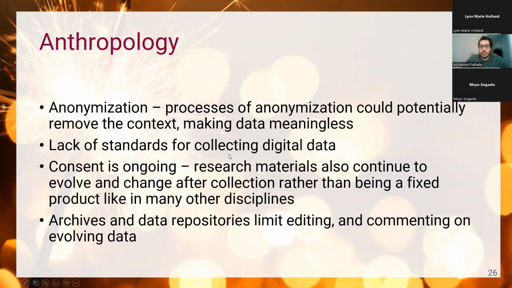The lack of standards for collecting digital data is then one of the issues. From the side of journals and the side of organizations, there is not much information for data collection, or specifically digital data collection. The consent is ongoing. Research materials also continue to evolve and change after collection rather than being a fixed product like in many other disciplines. And archives and data repositories limit editing and commenting on evolving data.